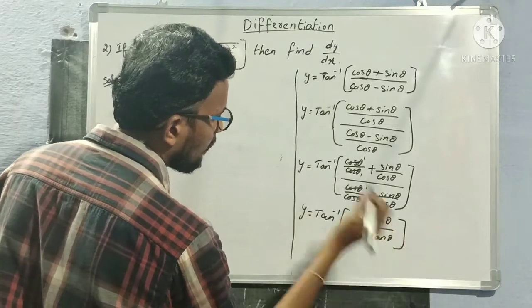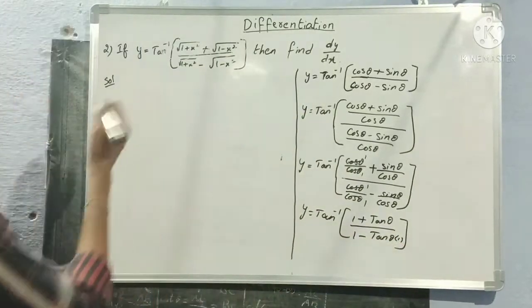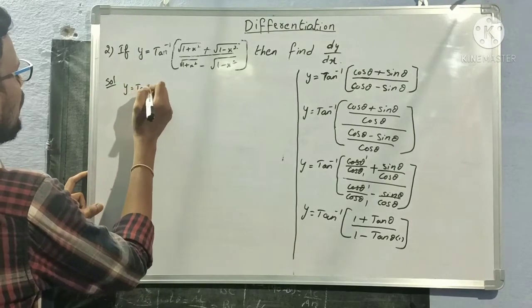tan theta by 1 minus tan theta. So here I am writing 1. Why am I writing 1? I will explain here now. So y is equal to tan inverse of.